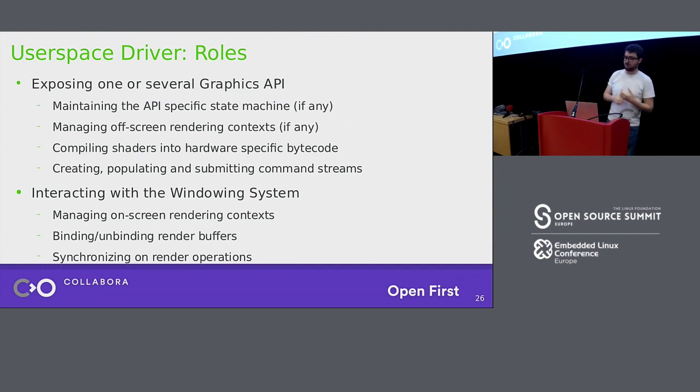So that was for the kernel space driver. What about the user space driver? That one is the most complex one. I mean, it's here to implement the graphics API. It's here to compile shaders, so all the compiler complexity is put in user space. It's also here to create the command streams, pass them to the kernel, and do the synchronization with the kernel space drivers. And it's also here to interface with the windowing system manager. So all the interaction between your Wayland compositor and your GPU is also done in the user space driver.